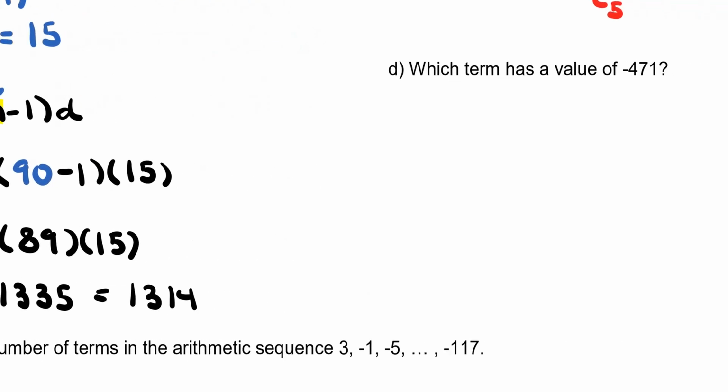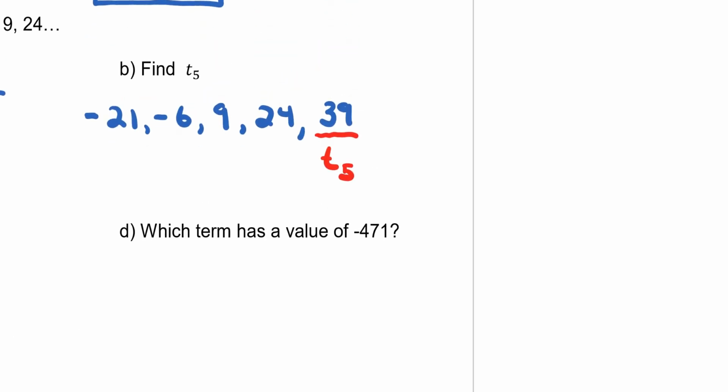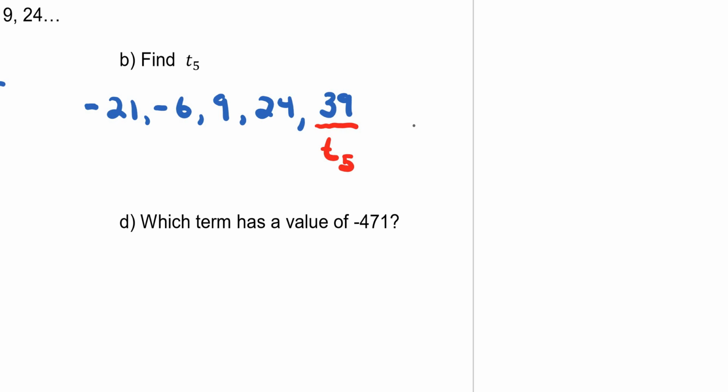Okay, let's move on to letter D now. Which term has a value of negative 471? Basically, if we go back to this little sketch right here, if we keep on going, eventually there's going to be a certain term that has a value of negative 471, and we've got to figure out which term this is. Maybe it's the 10th term, maybe it's the 100th term, but we need to figure that out.